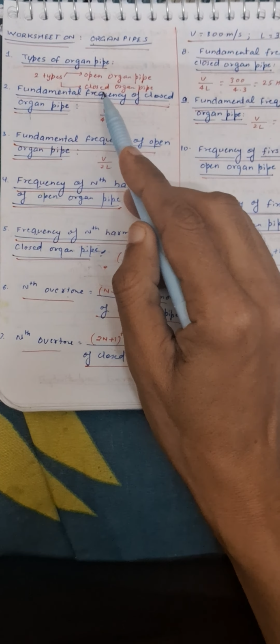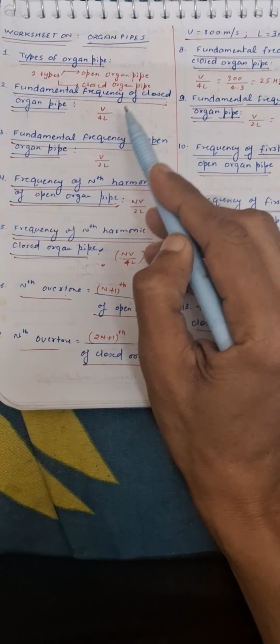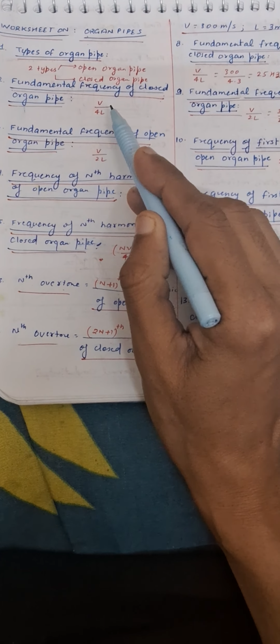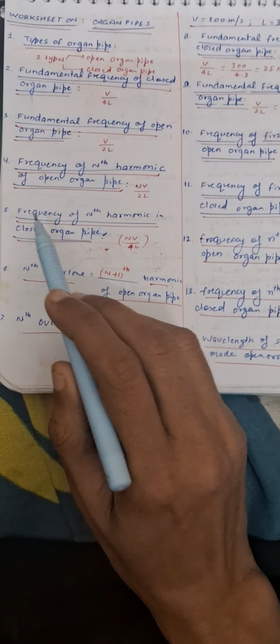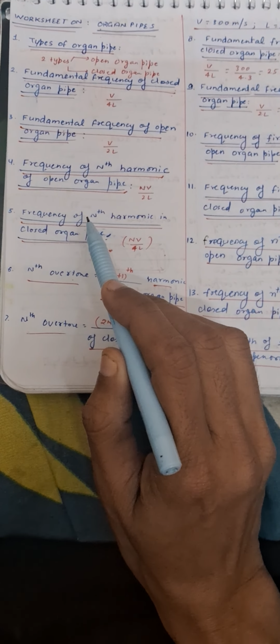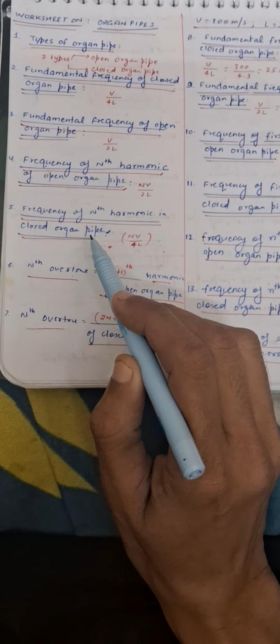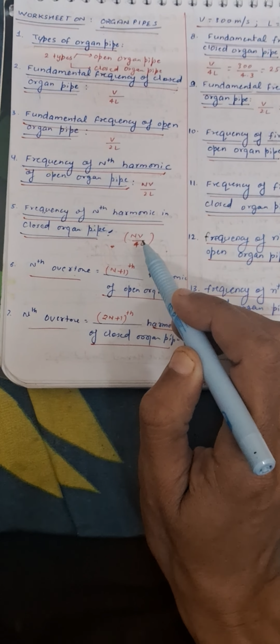Next is fundamental frequency of closed organ pipes. So the fundamental frequency of closed organ pipe is v by 4L. Next is fundamental frequency of open organ pipe. It is v by 2L. Next is frequency of nth harmonic of open organ pipe. So it is nv by 2L. Next is frequency of nth harmonic in closed organ pipe. So it is nv by 4L.